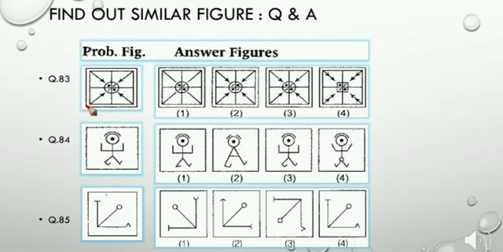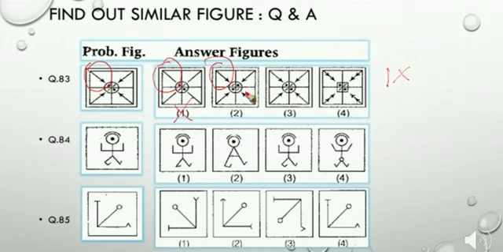Let's go to question number 83. There is a problem figure given and there are 4 answer figures given. We need to find which of the answer figures is exactly similar to the given problem figure. Let's check this portion first. This portion is not the same, so option 1 is cancelled. Let's check in option 2.